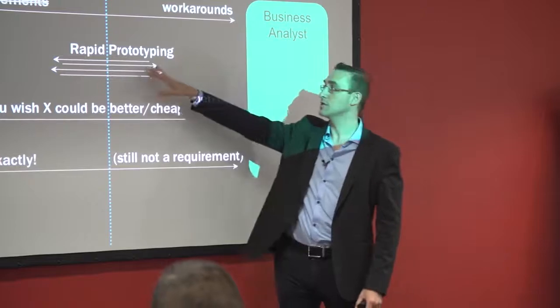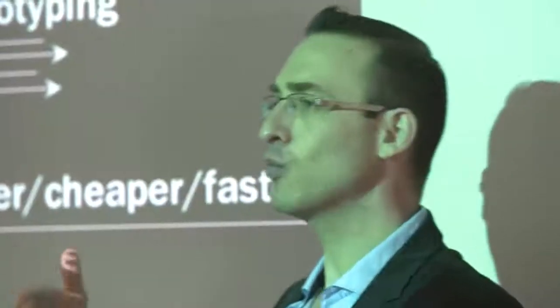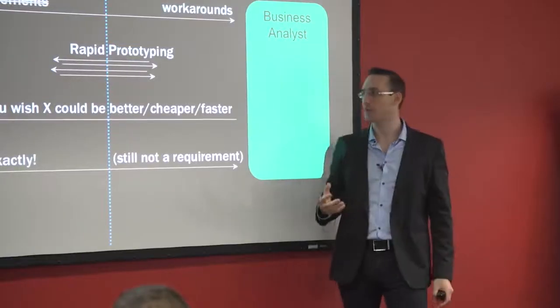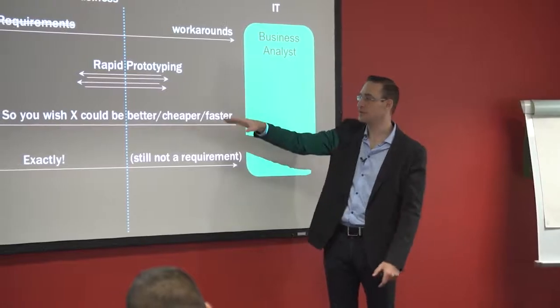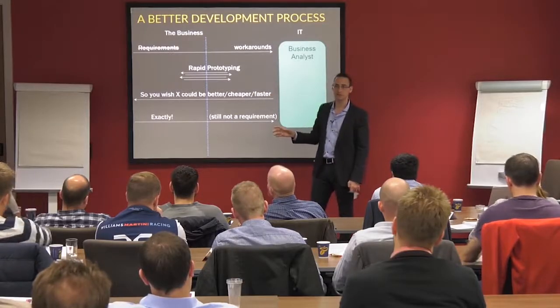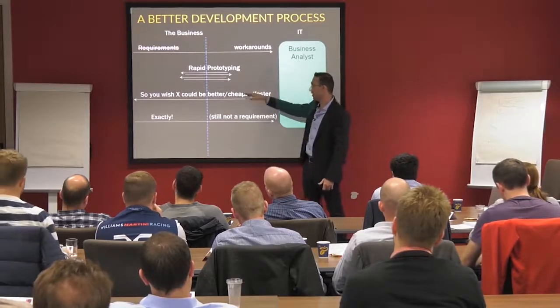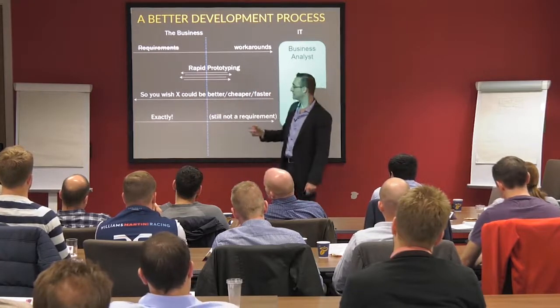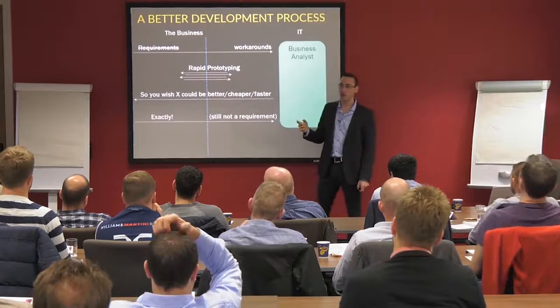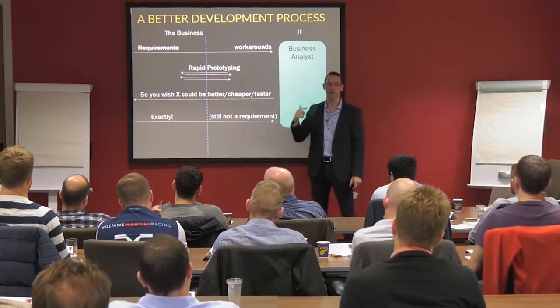One of their tools is rapid prototyping. Say, what other ways could we solve your problem? And let's try it this way, let's try it that way, using tools like Balsamiq or any other type of quick and dirty screen prototyping tool to figure out what is the actual problem. And eventually we want to get to the conclusion of, so you wish something could be better, cheaper, faster. Once we can understand that you want X, what this thing is to be better, cheaper, faster, that's the point in time that we can say, oh, now I understand why you want what you want.